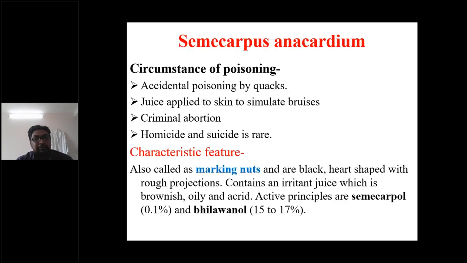Third one, Semecarpus anacardium. Circumstances of poisoning: accidental poisoning by quacks, and the juice is applied to skin to simulate bruises. Here also it has the same properties as Calotropis. Calotropis can produce an artificial bruise, and here also Semecarpus anacardium can produce an artificial bruise.